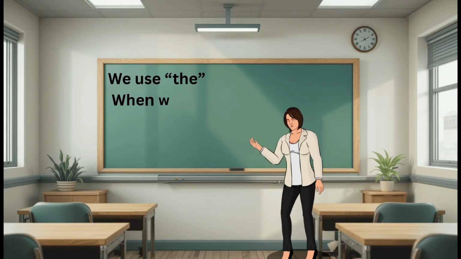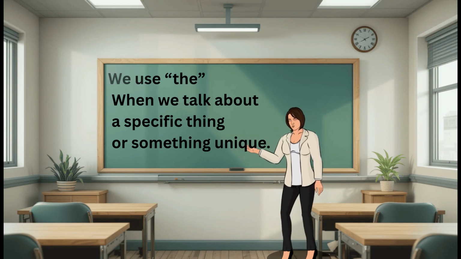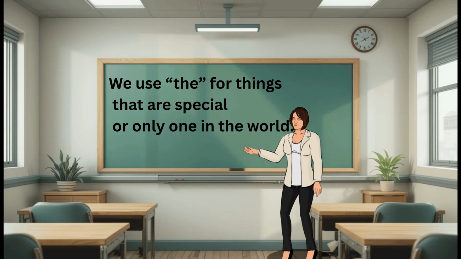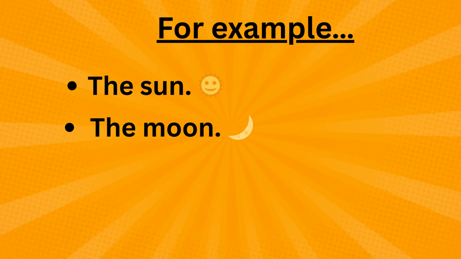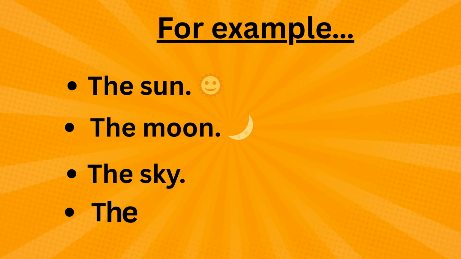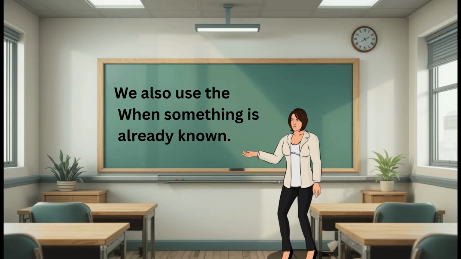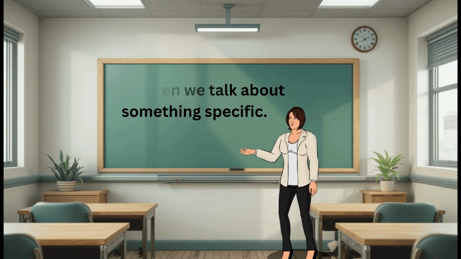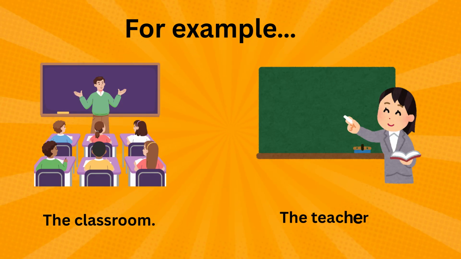Next, we use the when we talk about a specific thing or something unique. We use the for things that are special or only one in the world. For example, the sun, the moon, the sky, the earth. We also use the when something is already known or when we talk about something specific. For example, the classroom, the teacher.